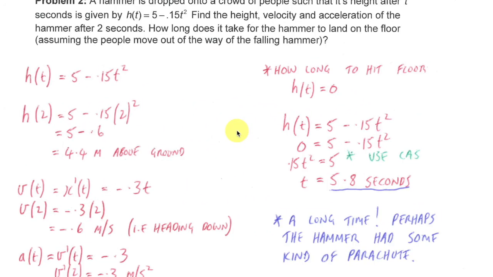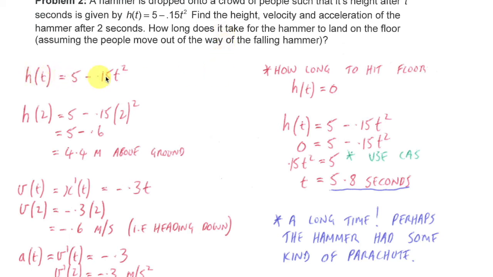Problem 2 here, this very nasty person decides to drop a hammer onto a crowd of people. The height function of the hammer is given as h of t equaling 5 minus 0.15 times t squared. We need to work out the height, velocity and acceleration of the hammer after 2 seconds. We then need to also work out how long it takes for the hammer to land on the floor.